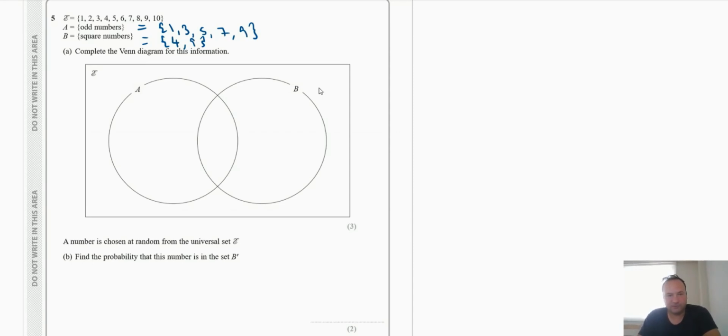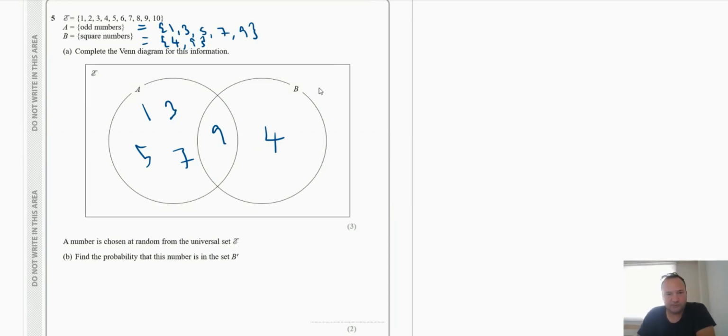Which value is going to go in the middle? We can see 9 also happens to be in A and B, so we can put 9 here. And all the rest of the values in A, we can basically just save in set B. So we've got 1, 3, 5, and 7. And then we've done that wrong, haven't we? So we need to rub that out and write all the A values over here. Now, the only square number that's even is 4, so we're going to write 4 here.